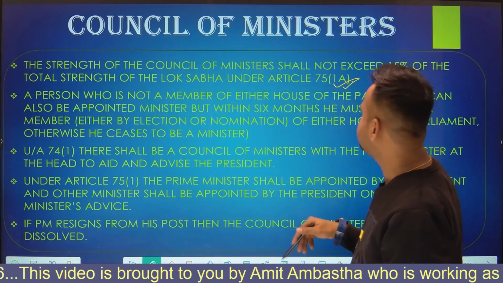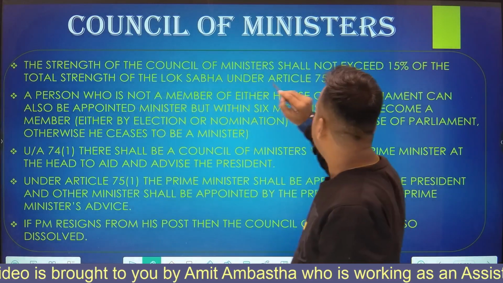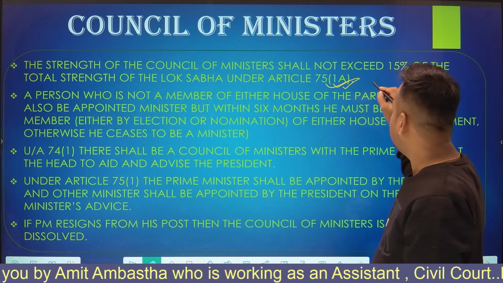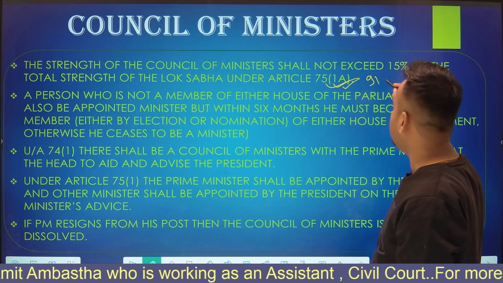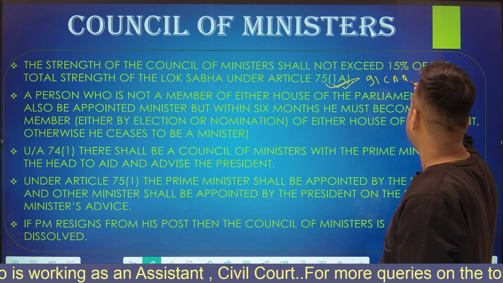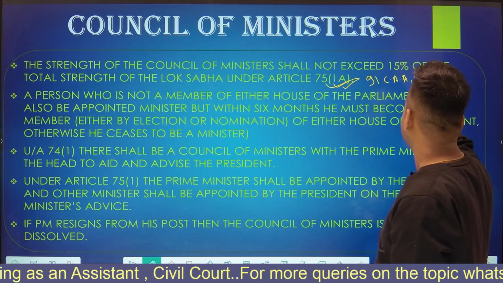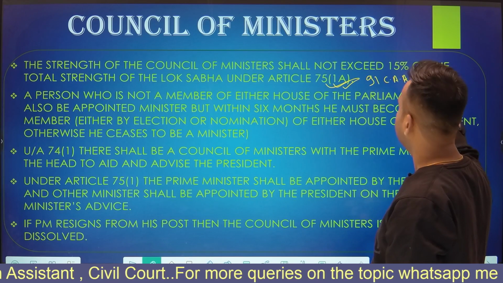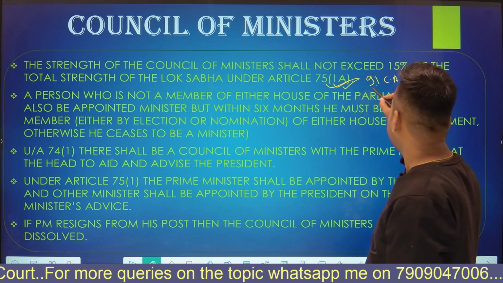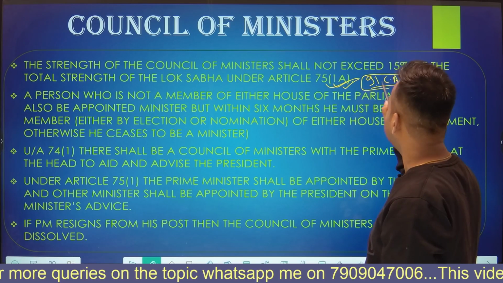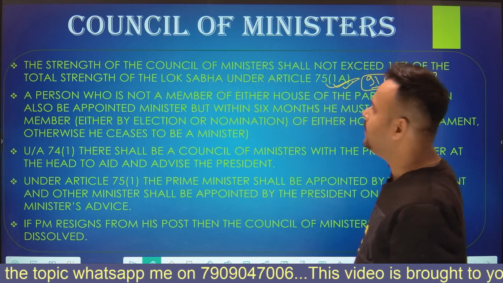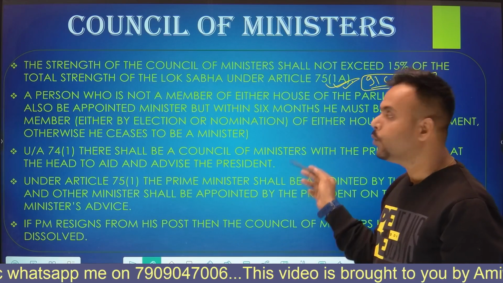Now again, friends, this Article 75(1)(a) has been added by the 91st Constitutional Amendment Act, 2003. That means this provision was added by the 91st Constitutional Amendment Act 2003, by which the total strength of the Council of Ministers shall not exceed 15% of the total strength of the Lok Sabha.